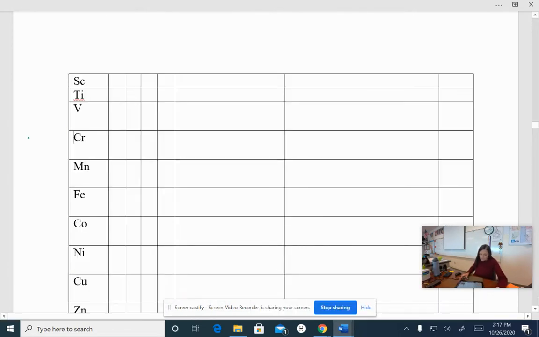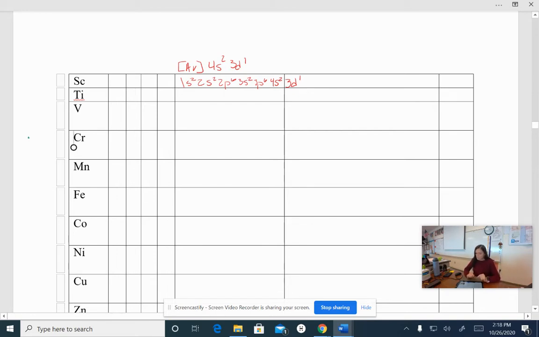So when we look at scandium, I'm going to do the full one: 1s2, 2s2, 2p6, 3s2, 3p6, 4s2, and then we would have 3d1. In terms of noble gas notation, the noble gas in the period before scandium would be argon. So if we want to simplify this, we would have argon, 4s2 and 3d1. So that would be our noble gas notation.